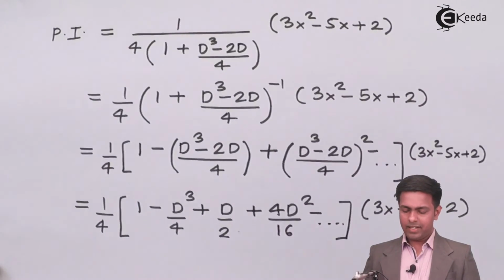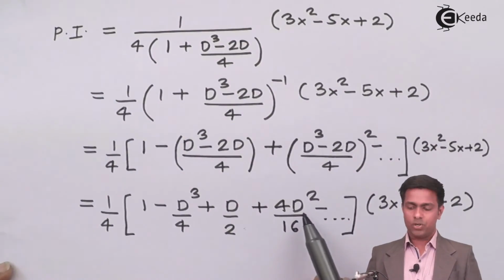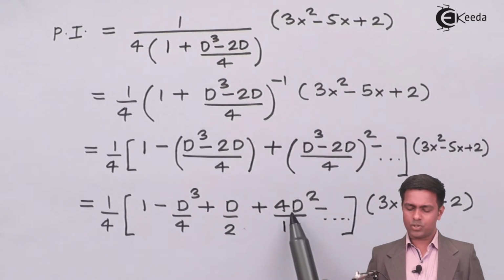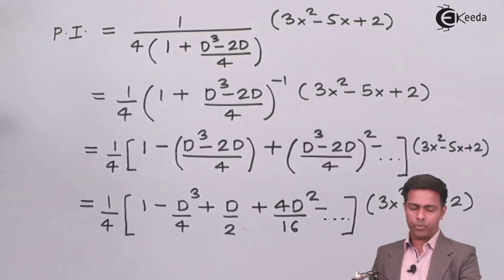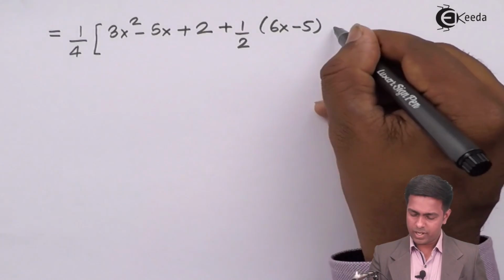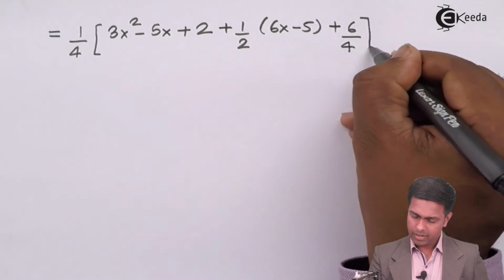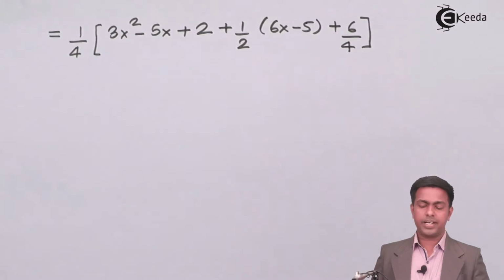Then we'll find out the second derivative. So the first derivative is 6x minus 5. The second derivative is only 6. So 6 into this. So this is 1 upon 4 into 6, that is 6 upon 4. So here we will get plus 6 by 4 and we'll get the value.